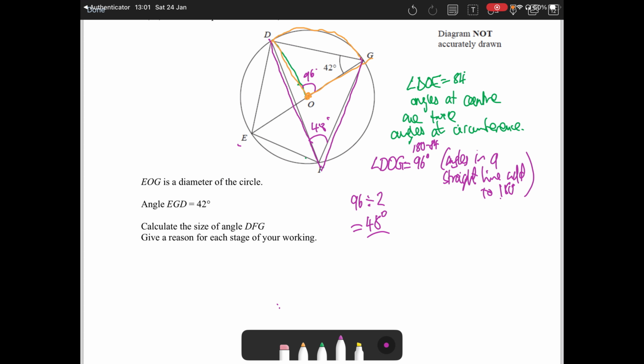So it is the same reason I'm not going to bother writing it again. In an exam, I would write it twice. But yeah, angle DFG equals 48 degrees for the same reason as stated above here. In a real exam, write it out again. Don't leave anything to chance.